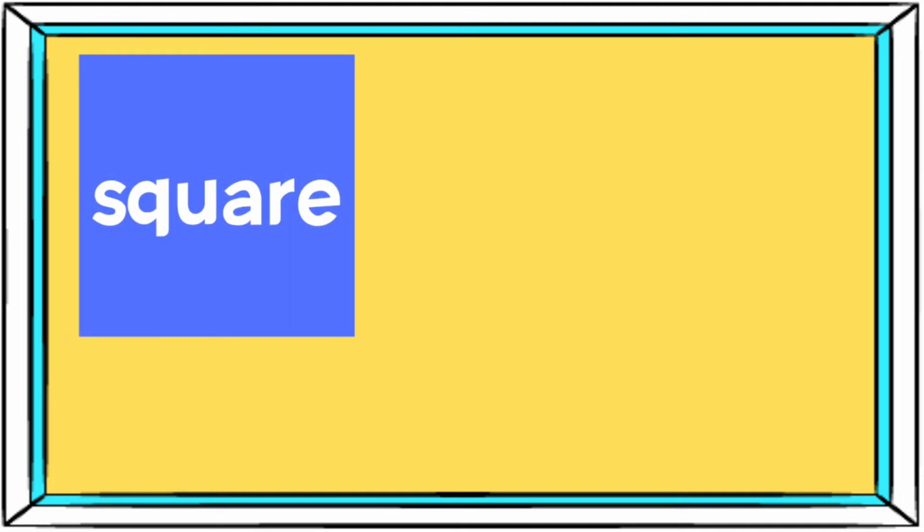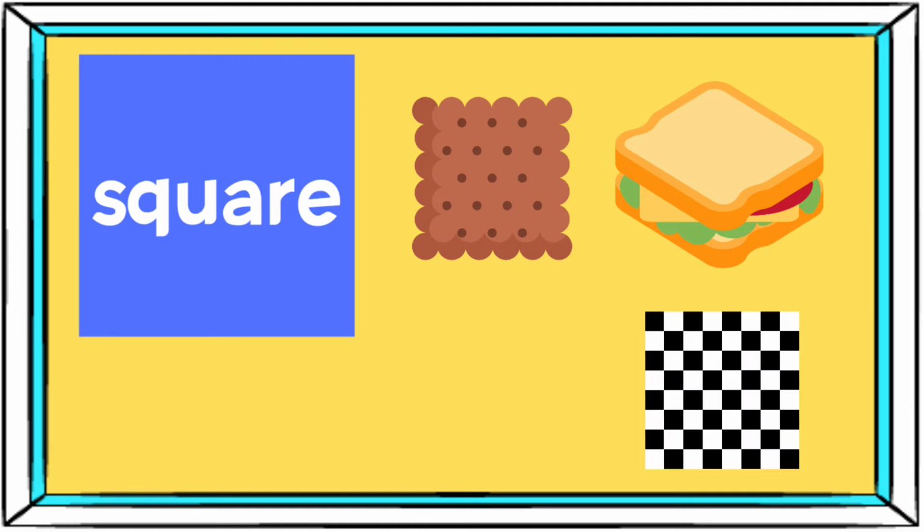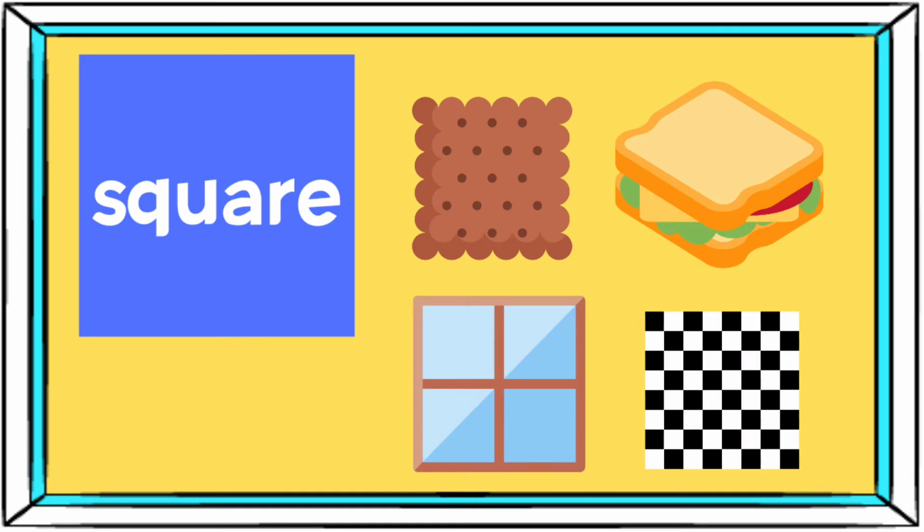Square. Examples of square. Biscuit. Sandwich. Chessboard. Window. Notes.